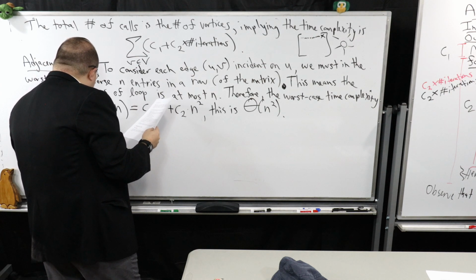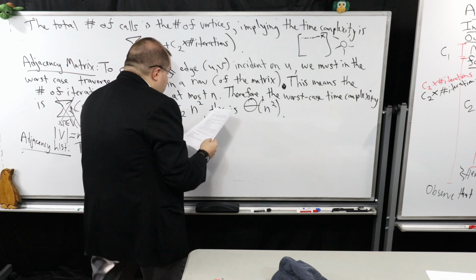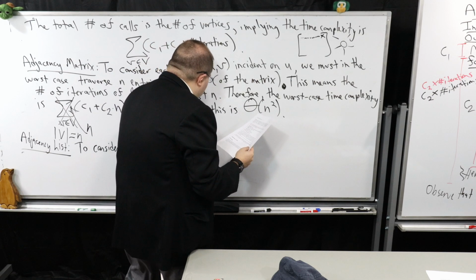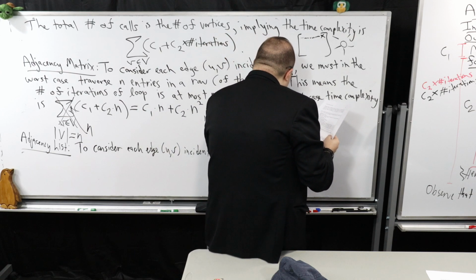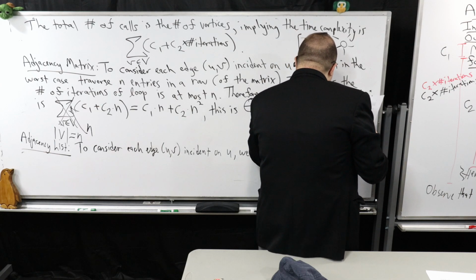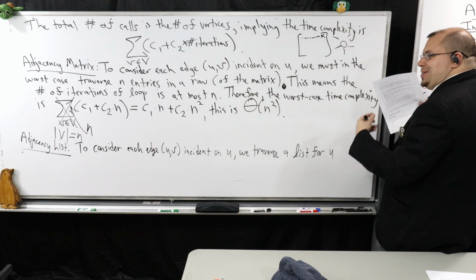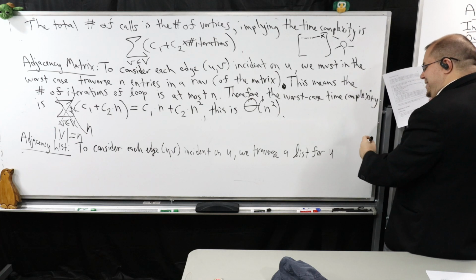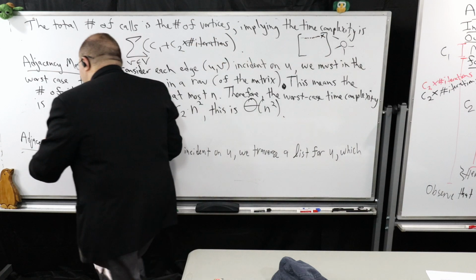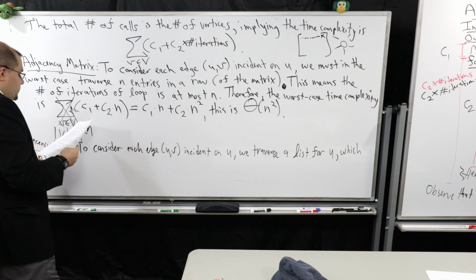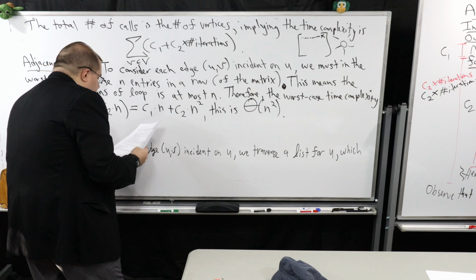So, to consider each edge UV incident on U, we traverse a list for U, which scans, I'll just say scans, at most the degree of U elements.